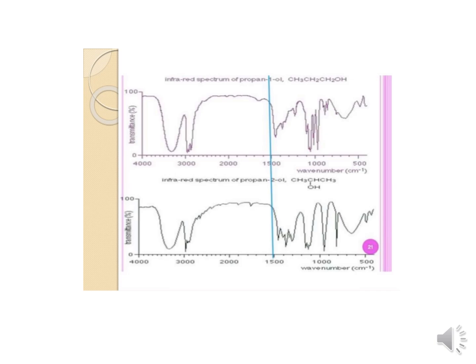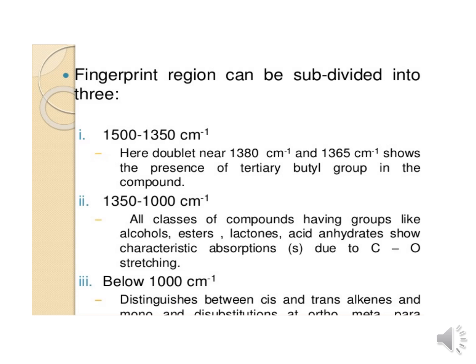So this is an example for fingerprint region. This fingerprint region can be subdivided into three regions. One is 1500 to 1350, second one is 1350 to 1000, and third one is below 1000 centimeter inverse. The first region shows the tertiary butyl group, the second one is due to CO groups, and the third one shows cis and trans alkenes.